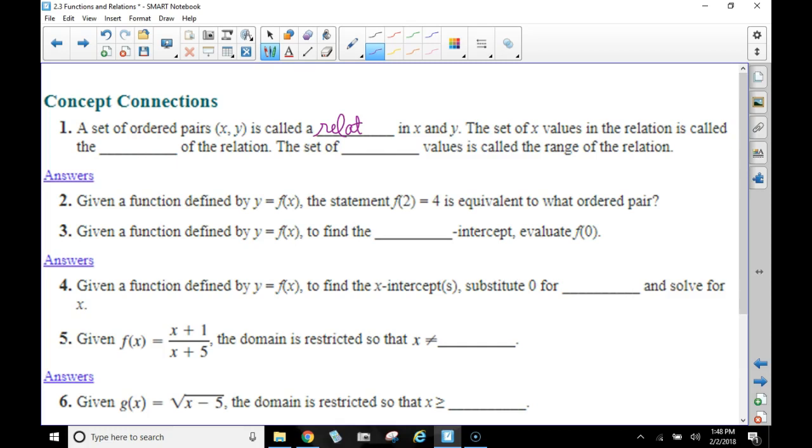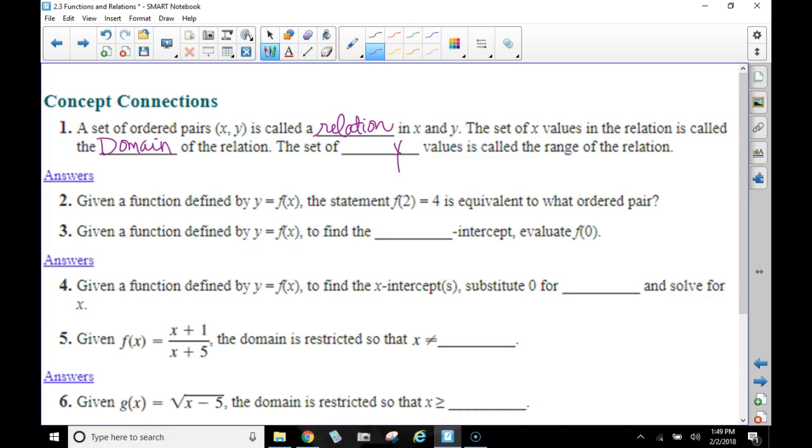A set of ordered pairs x, y is called a relation in x and y. The set of x values in the relation is called the domain. And the set of y values is called the range.